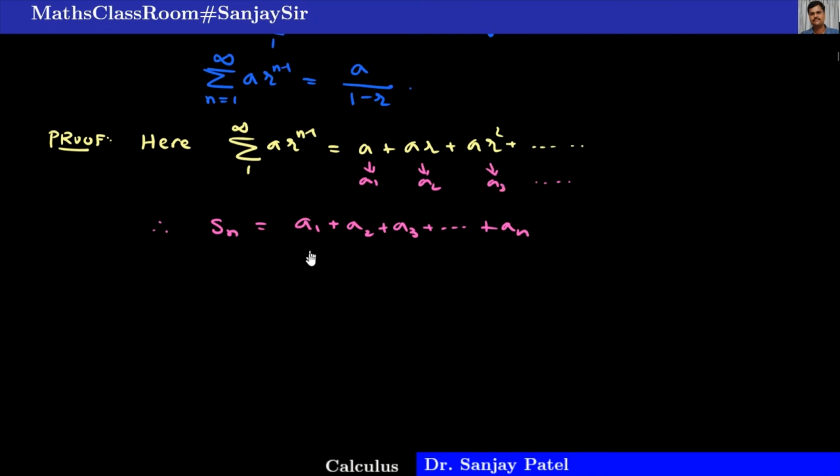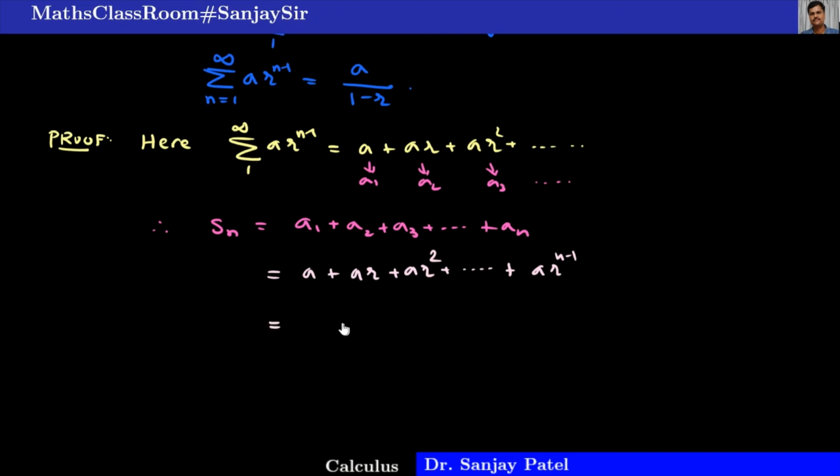Now what are a1, a2, a3 and an? As we have discussed, a1 is a, a2 is the second term, that is a into r, the third term is a into r square, the fourth term is a into r cube and so on. So the nth term is a into r raised to n minus 1. And this is nothing but the sum of the first n terms of a geometric sequence with common ratio r. If you divide ar by a, you will get r, and ar square by ar is also r. So it is a geometric series.